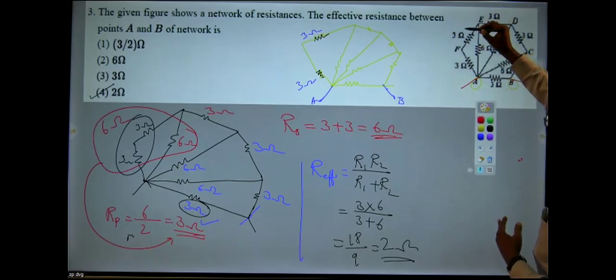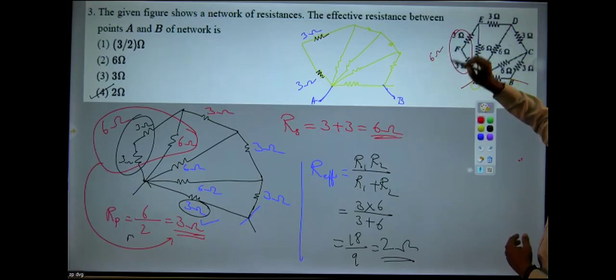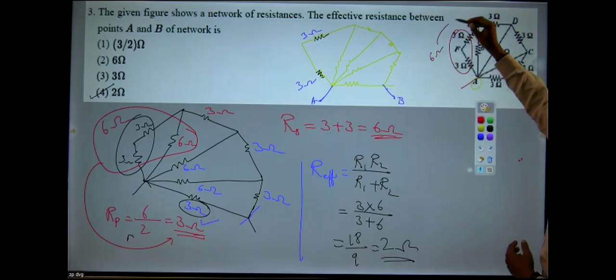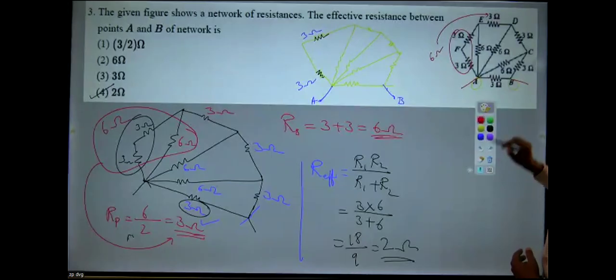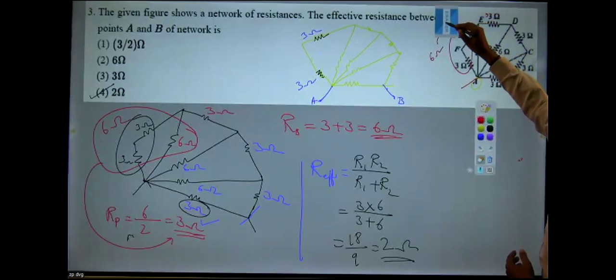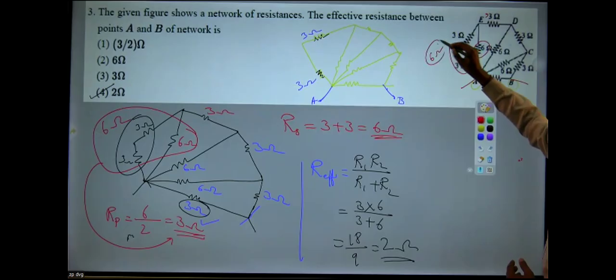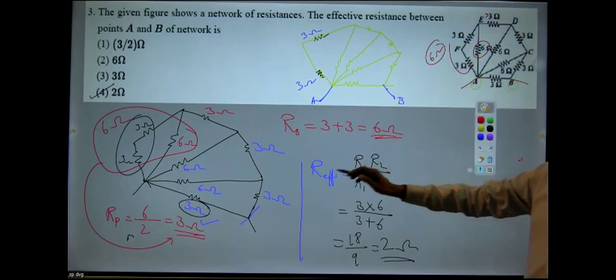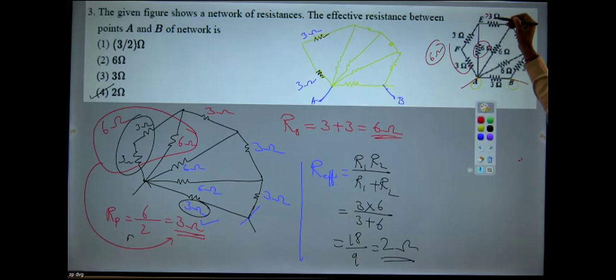If you observe from the extreme end, these two resistors are in series combination and their equivalent will become 6. This 6 and this 3 ohm, they are in series. Let me erase this. Look here, this 6 ohm and this 6 ohm, these two are in parallel combination. 6 and 6 ohm in parallel combination will reduce to 3 ohm. 3 ohm plus 3 ohm will become 6. 6 and 6 again becomes 3.